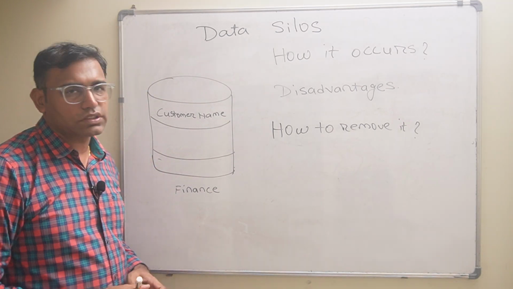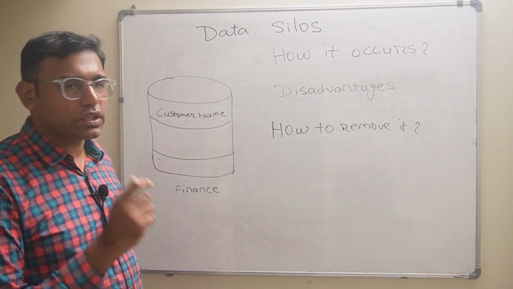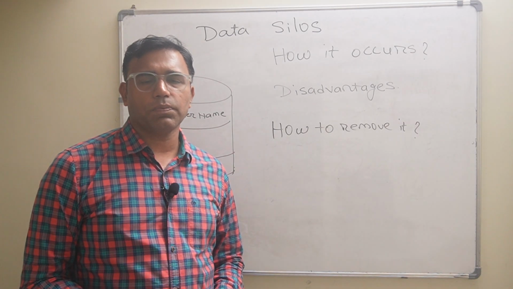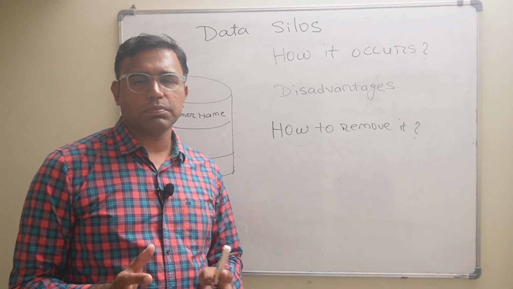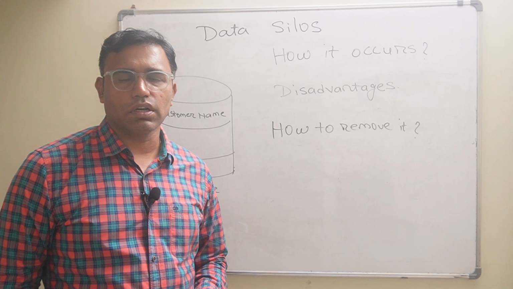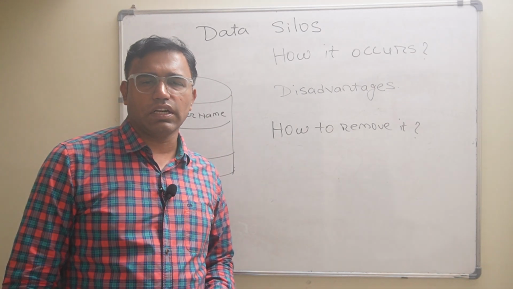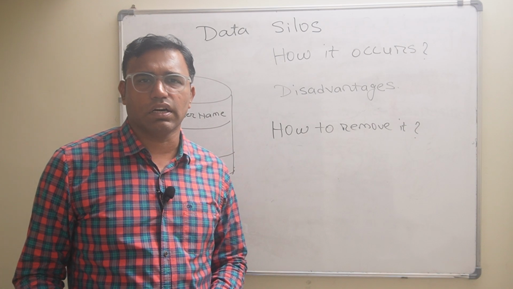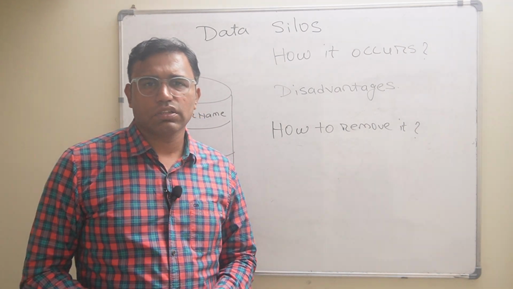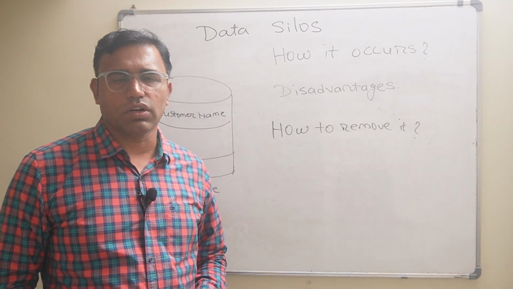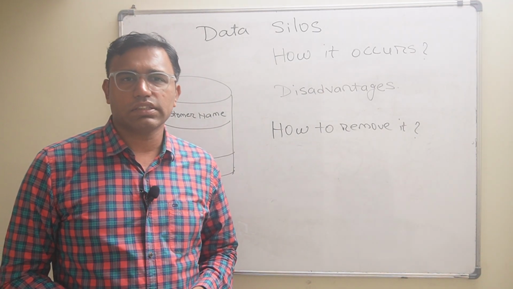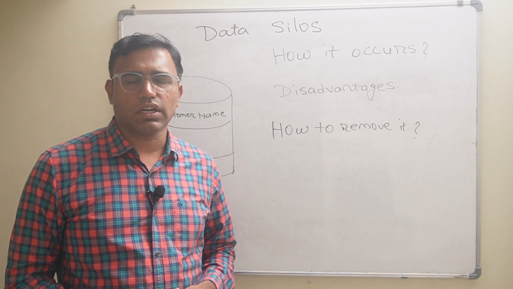So let us see what data silos are. What is the meaning of the word silos? If you go to any farm, you will find the grain is placed on one side of the farm in a cylinder. So grain is arranged in the form of a cylinder, and that is known as a silo. In the same way, data silos can occur in an organization. Generally, they occur in bigger organizations.